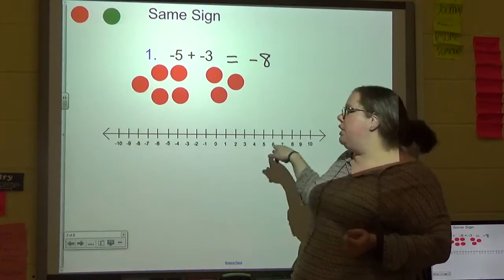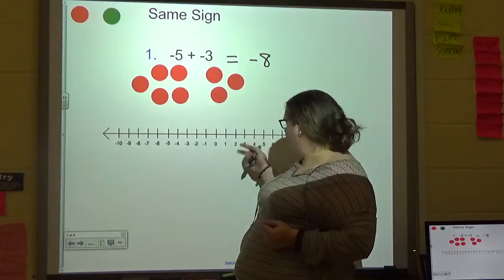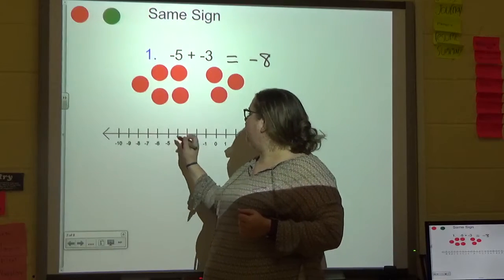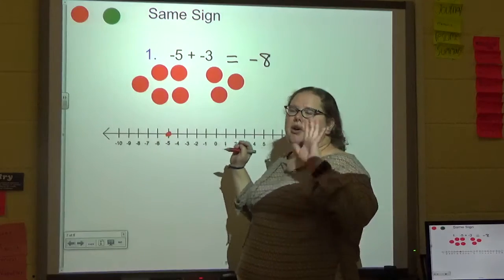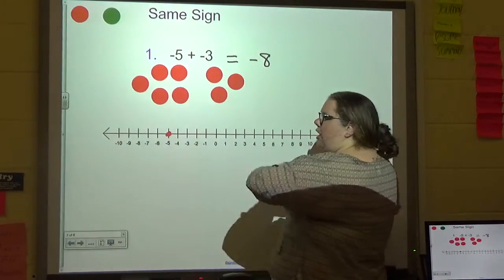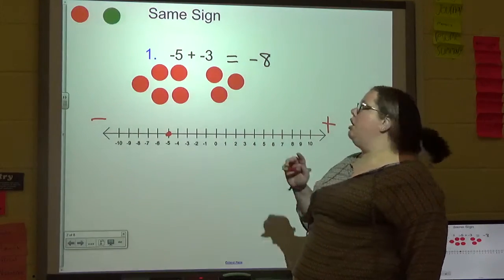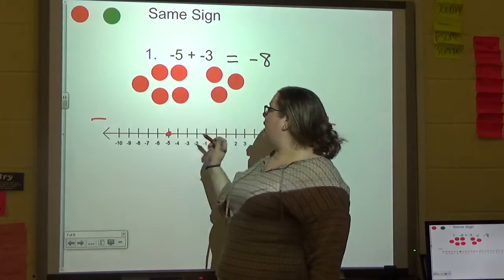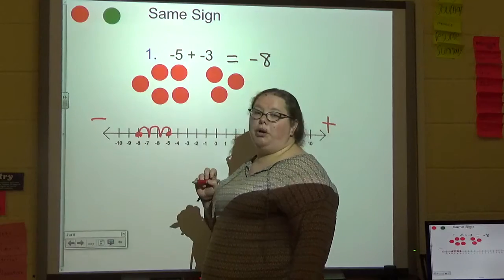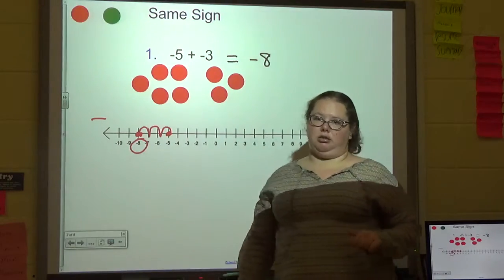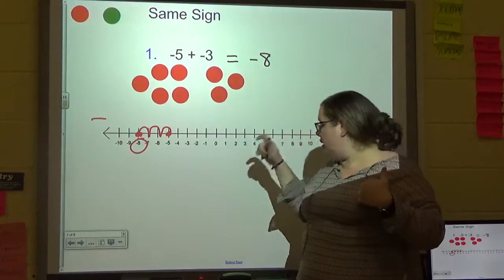Another way of thinking about it is using the number line. If I'm at -5 on the number line, I go over to -5, and then I go -3. Now remember, on a number line, a minus is left. Positives are to the right. So I'm going 3 to the left: 1, 2, 3. Where do I end up? I end up at -8. So same sign, all we do is add them together, and our answer is negative.